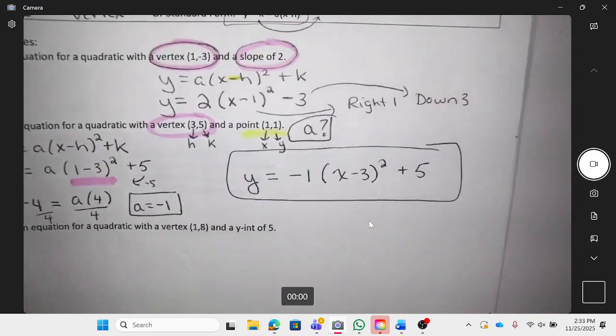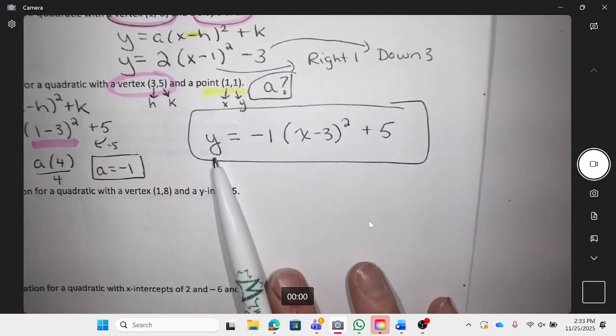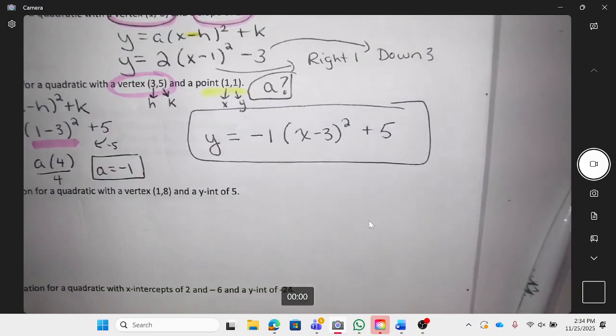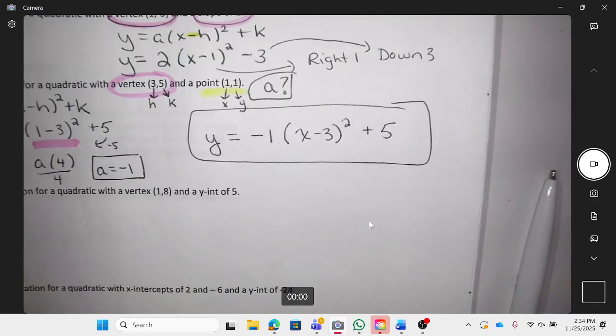Because when you type it into your calculator, you need a y equals, and you need to make sure you're typing it in with just an open x, right? Because now there's room for any coordinate to go in there. Okay, why don't you check that out? Can you put that into your calculators now? Put that into your y equals.